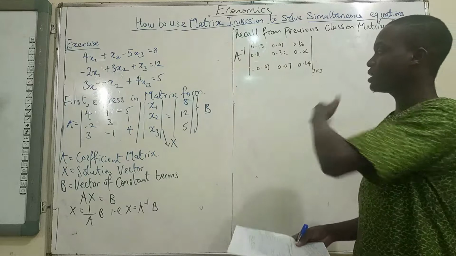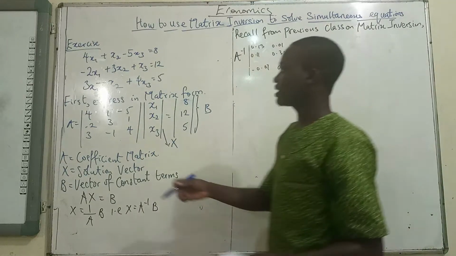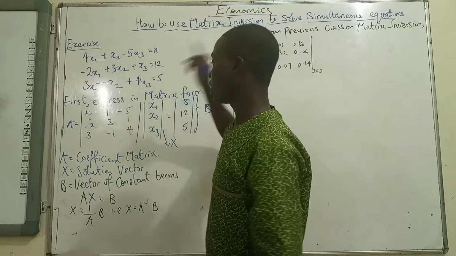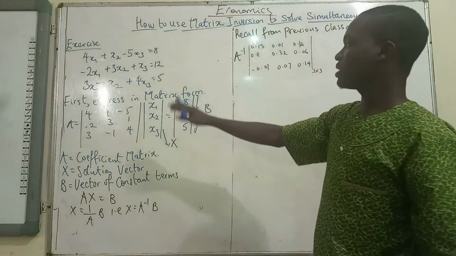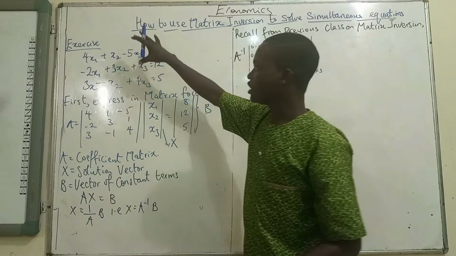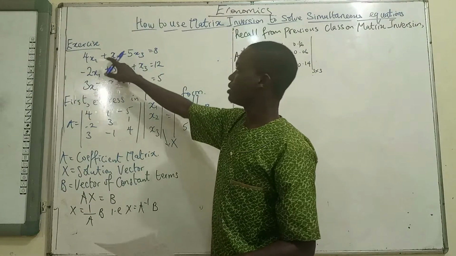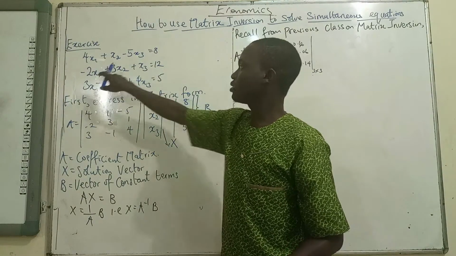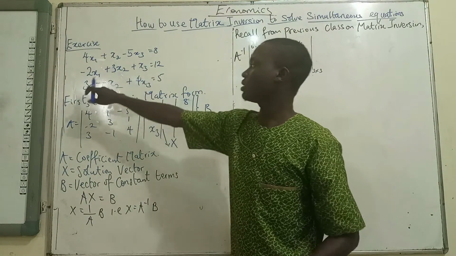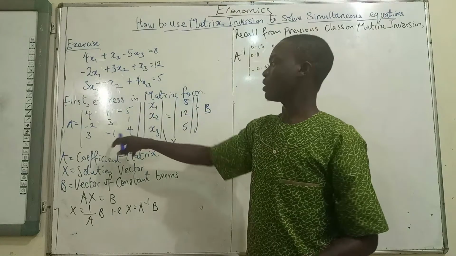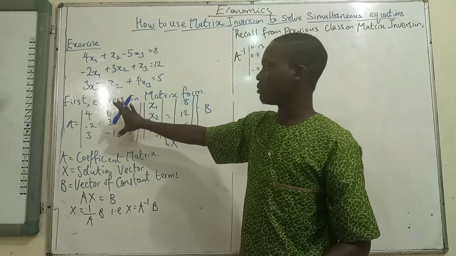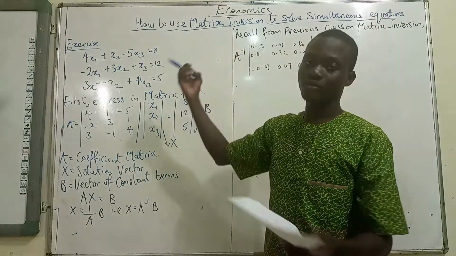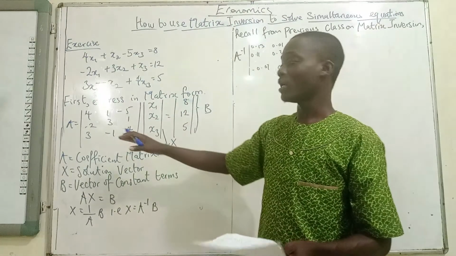So we express this in matrix form. We've said that our variables are arranged in order: x1, x2, x3, x1, x2, x3, x1, x2, x3. That's good. So expressing this in matrix form, we have the coefficients: 4, 1, minus 5, then minus 2, 3, 1, and 3, minus 1, and 4. We call this matrix A, and it is the coefficient matrix because we pick all of the coefficients and form them into a matrix.